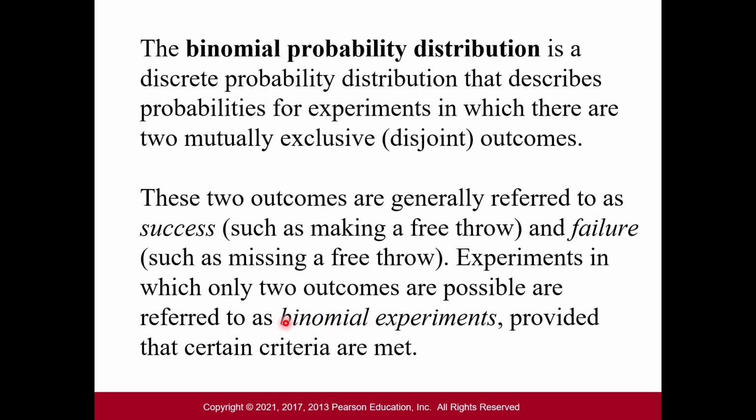And think of it as the prefix bi. Bi means two. So two outcomes, binomial. And this is provided that certain criteria are met.